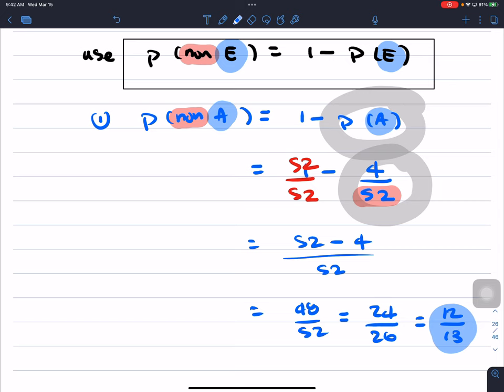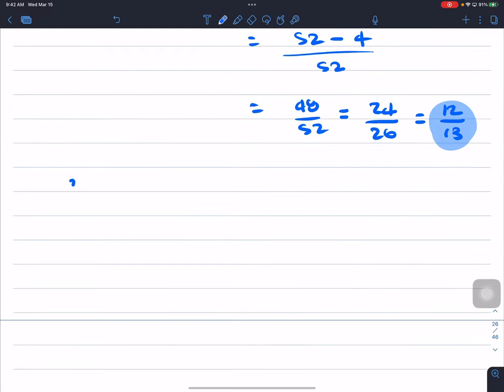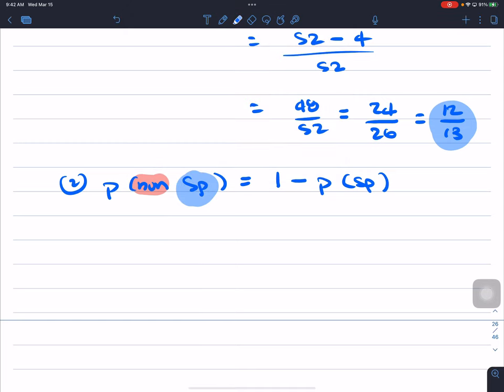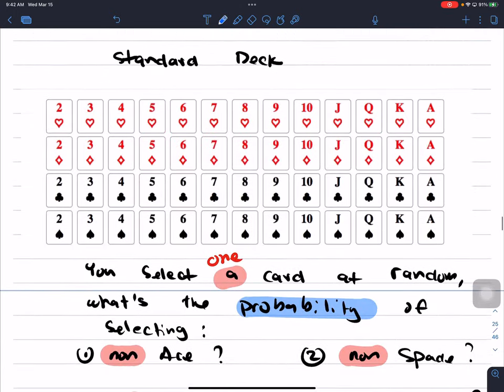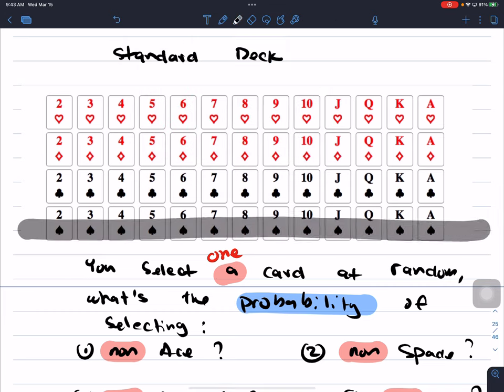All right, what about number 2, a non-spade? Did you guys get that one? Let's see. Probability of selecting a non-what? Spade. What does that equal? 1 minus the probability of selecting a spade. Okay, you're going to use that complement rule. So go back to the deck. Where are the spades? Down here. How many cards are spades?